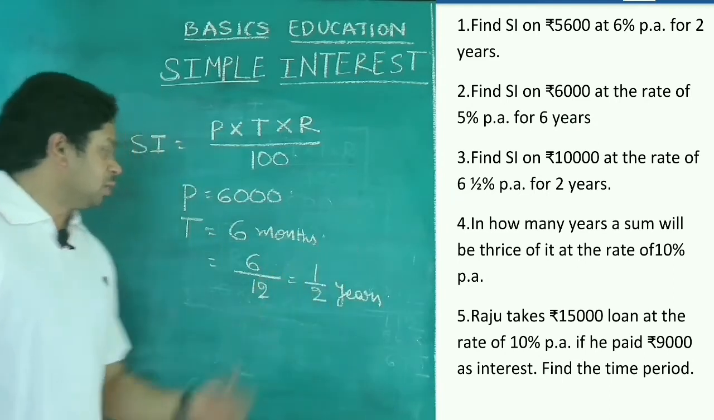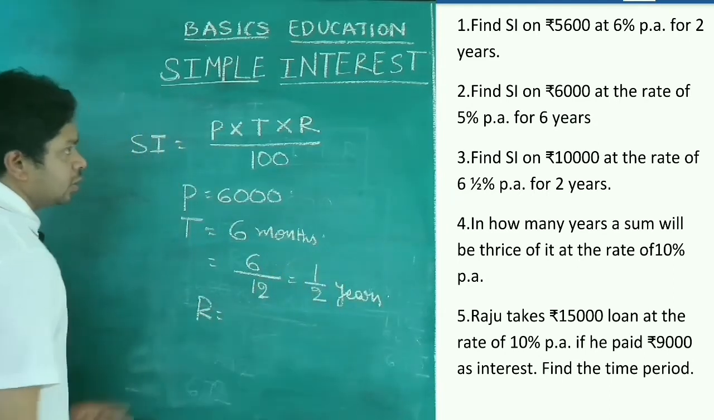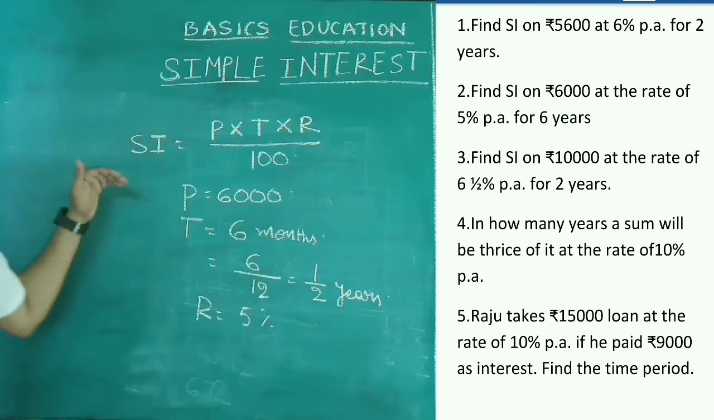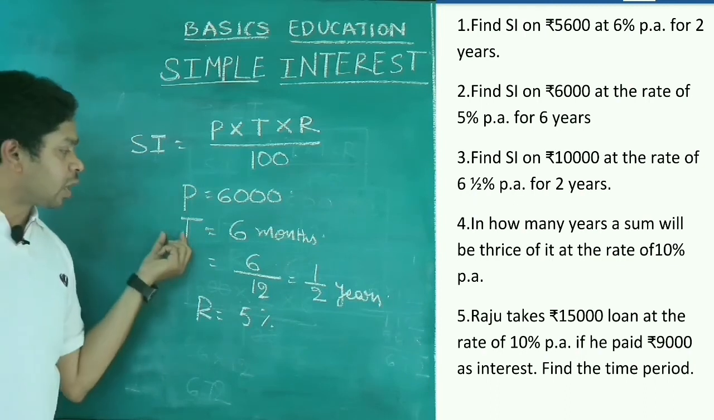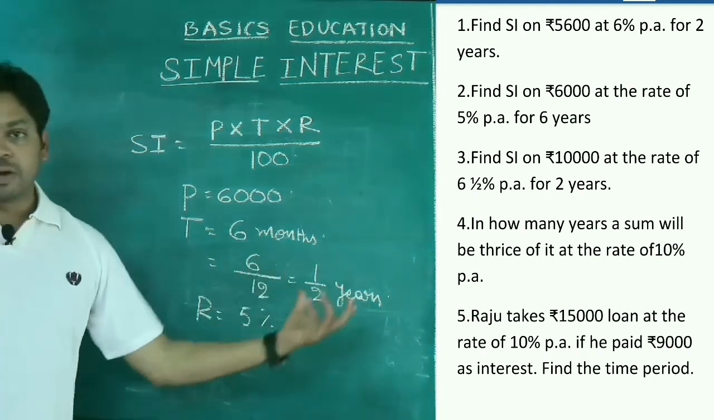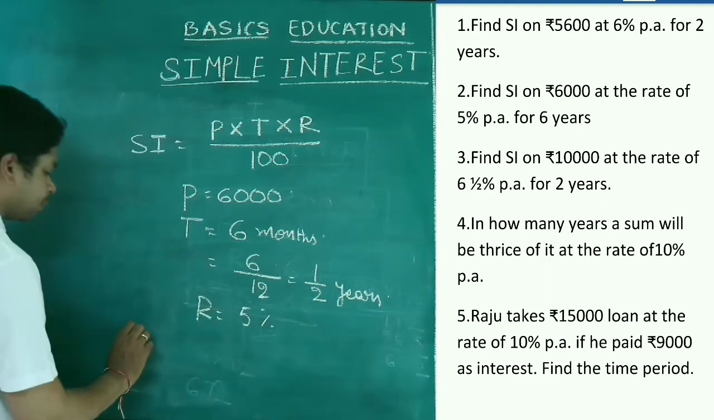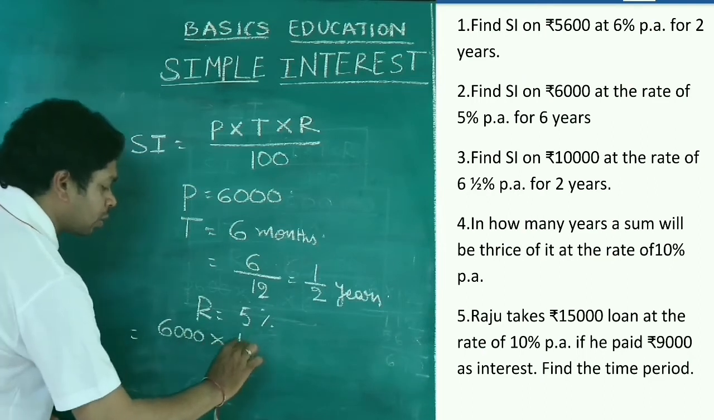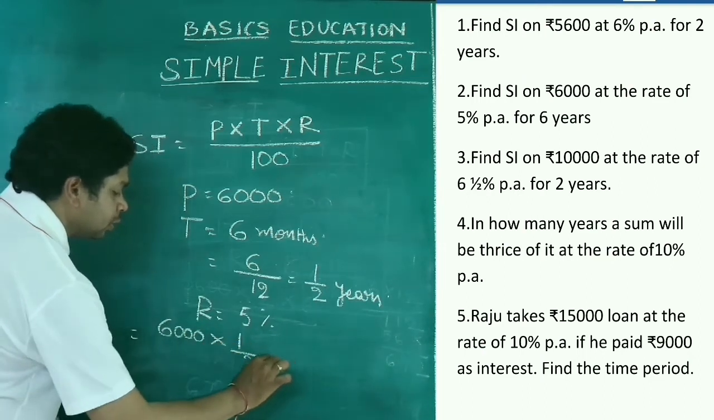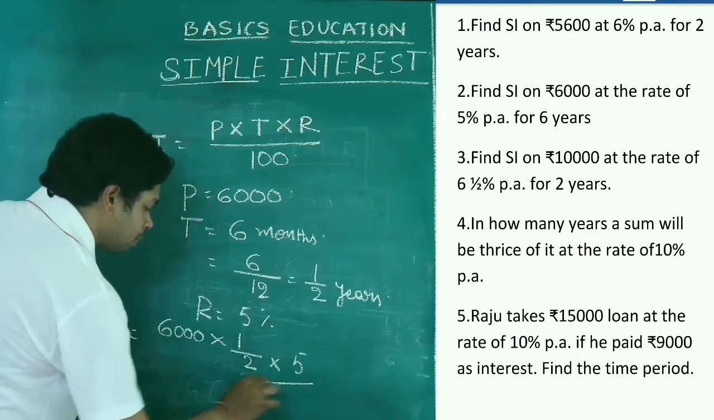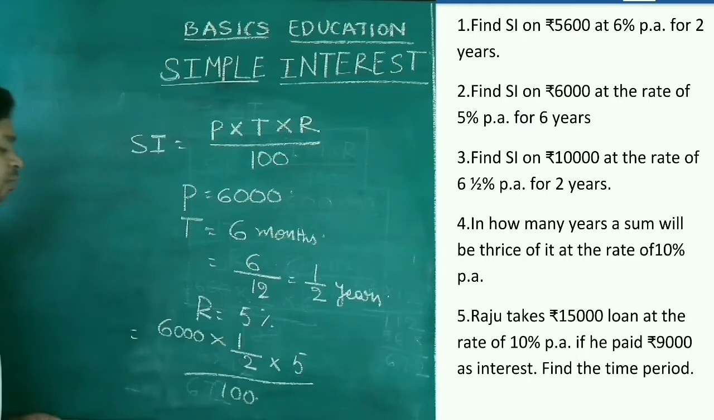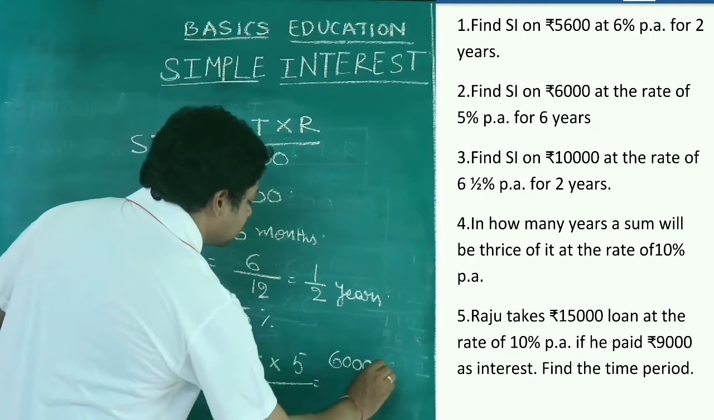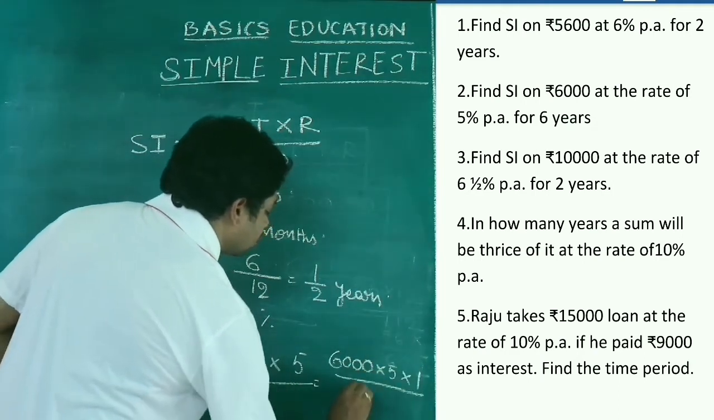Then what is the rate he has given? That is 5%. So that is the data: principal is 6,000, time is 1 by 2 years and rate is 5%. Then we have to calculate the simple interest, that is 6,000 into 1 by 2 into 5 by 100. Then we have to calculate 6,000 into 5 into 1 by 2 into 100.